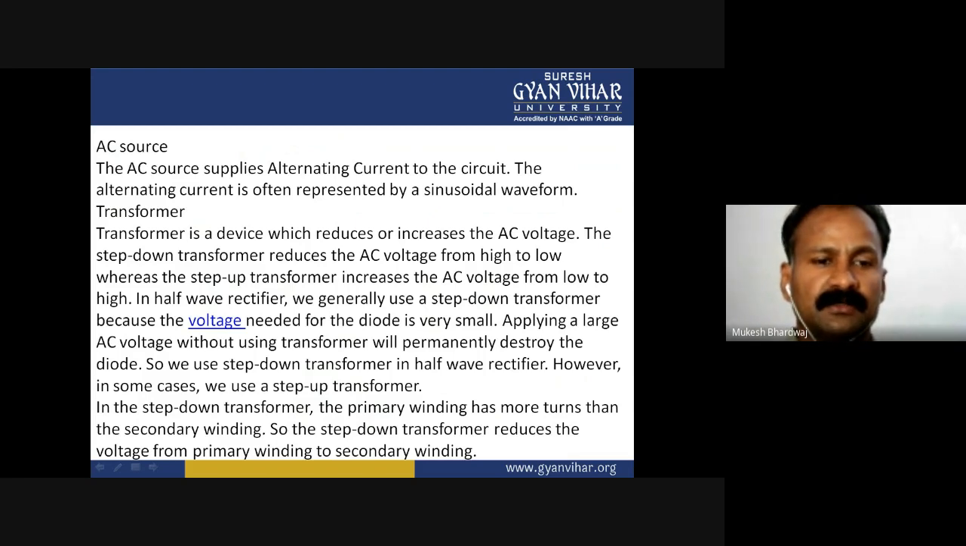Applying a large AC voltage without using a transformer will permanently destroy the diode. So we use a step down transformer in a half wave rectifier. However, in some cases we use a step up transformer. In a step down transformer, the primary winding has more turns than the secondary winding. So the step down transformer reduces the voltage from the primary winding to the secondary winding.